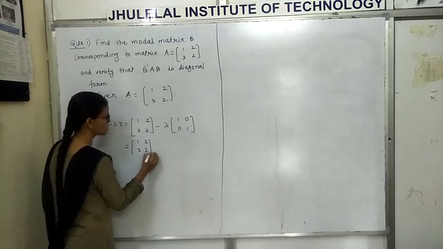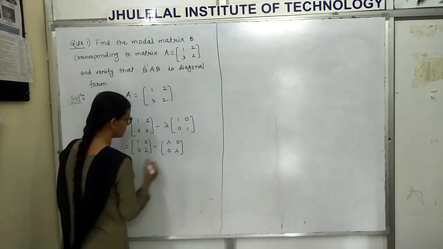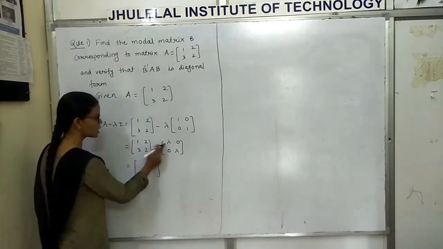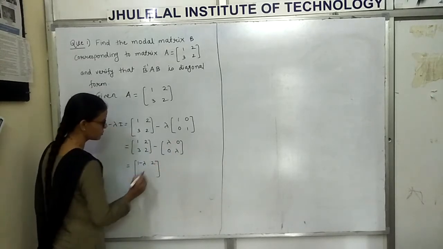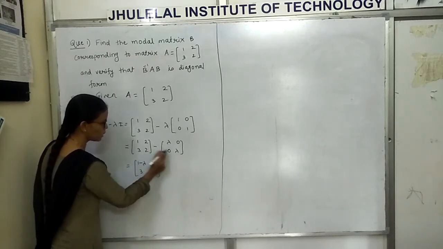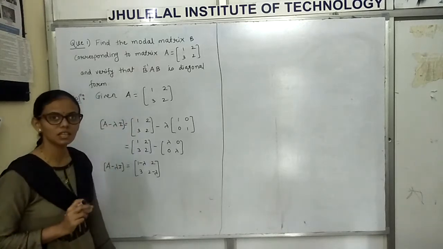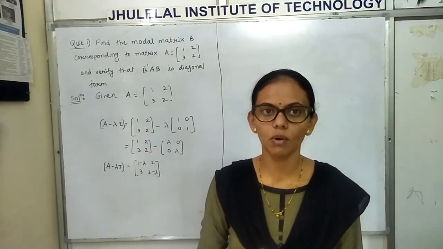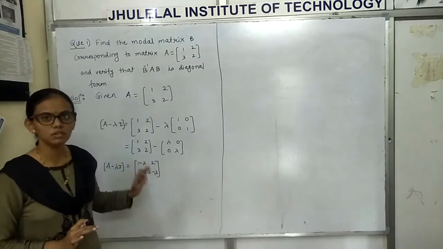After this, first of all we have to multiply this by lambda: lambda, 0, 0, lambda. And then the subtraction of two matrices, so the corresponding elements will be subtracted: 1 minus lambda, 2 minus 0, 3 minus 0, and 2 minus lambda. So in this way we got the matrix A minus lambda I. But to find out the eigenvalue, we require its determinant. So we have to take the determinant of this matrix and equate it with 0.